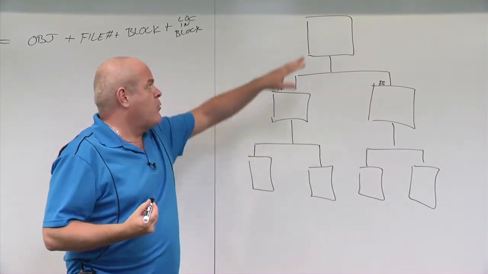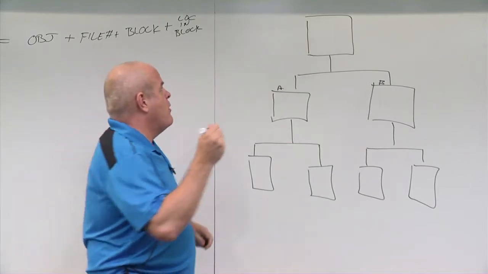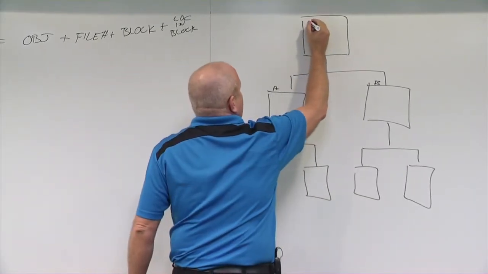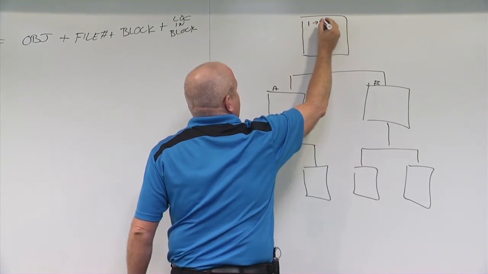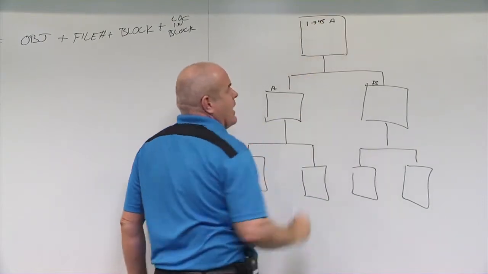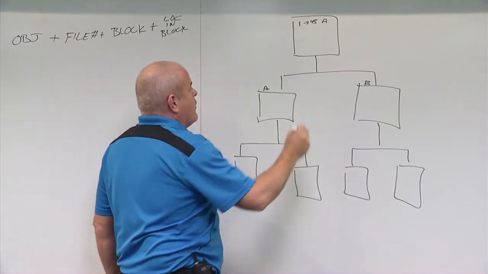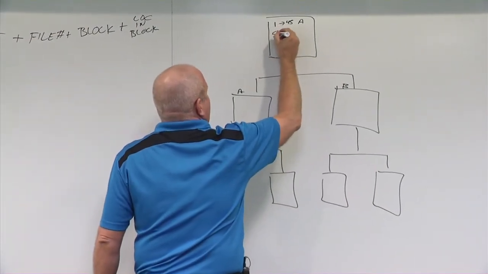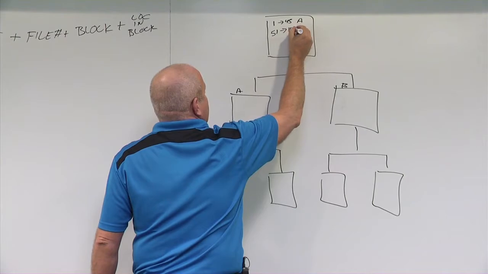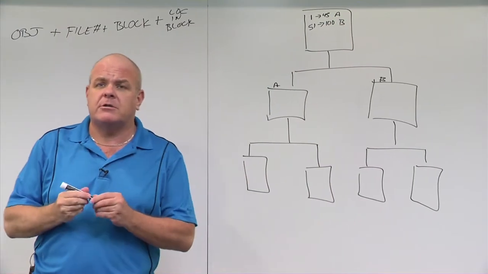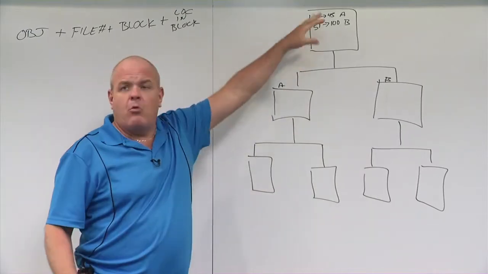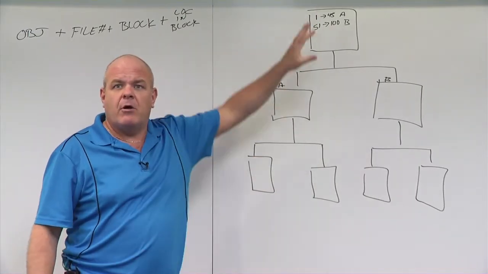So our root node tells us that if we're looking for employees 1 through, let's say 45, go to branch A. If we're looking for 51 through 100, go to branch B. So now our root node tells us what? Where everything is and where everything points to.